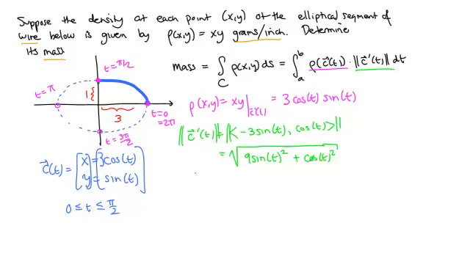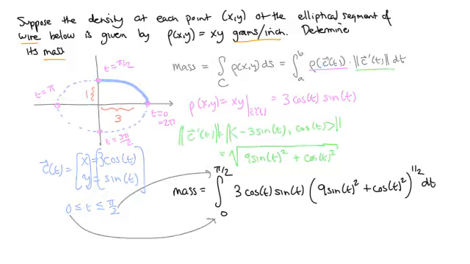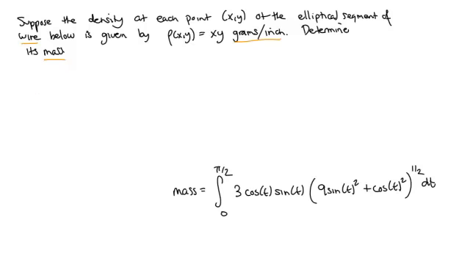And so that means that our mass can be written as the integral of 3 times the cosine of t times the sine of t times the quantity 9 sine of t squared plus cosine of t squared to the 1/2 power dt, where we're going to integrate from 0 to pi over 2. Let's work out this integral. Notice that we're integrating a product, and so one of our tricks to try is a substitution. The only thing in parentheses is this expression right here, so we could try letting u be 9 sine of t squared plus cosine of t squared.